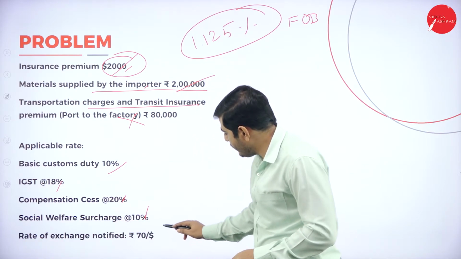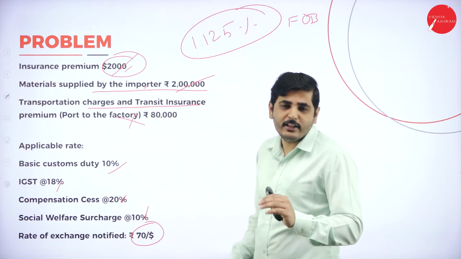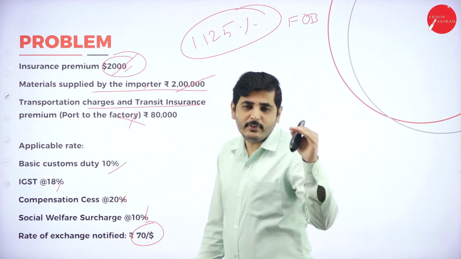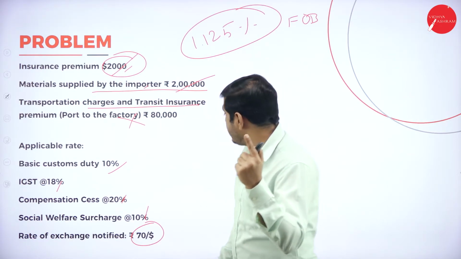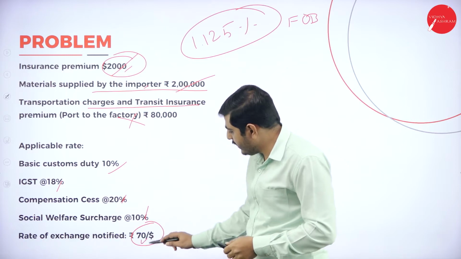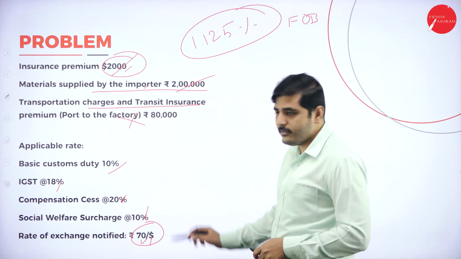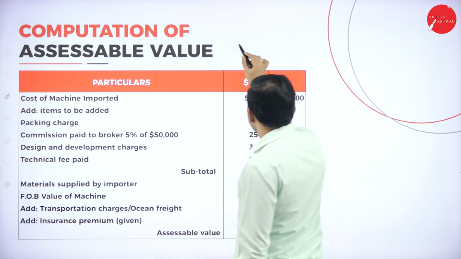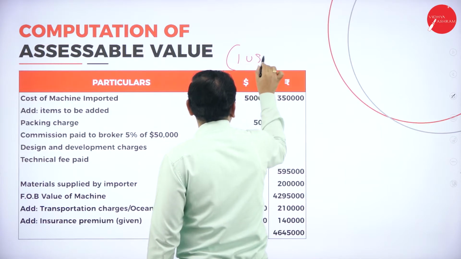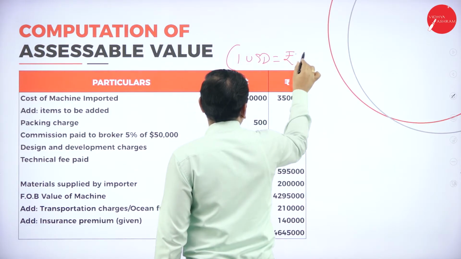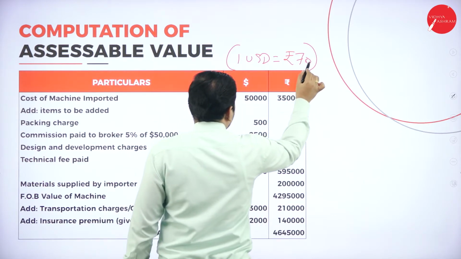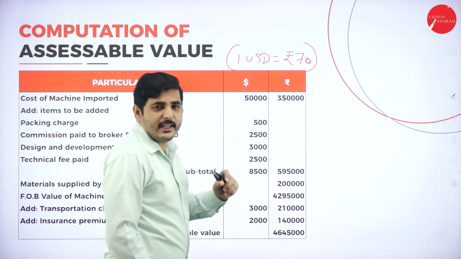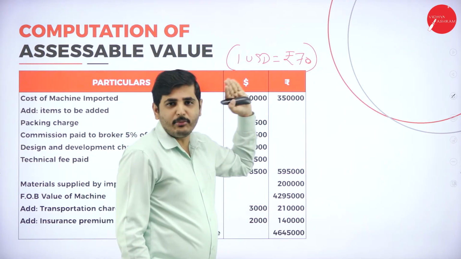The exchange rate notification is 70 rupees per dollar. Here in this question they have not given both the RBI exchange rate and the Board exchange rate. If they give two amounts, we should consider only the Board exchange rate, not the RBI exchange rate. Here they directly gave 70 rupees per dollar, so we can directly take 70 rupees. Now the cost of the machine is in dollars. So 1 USD equals 70 rupees. You have to mention this before doing the problem, on the left side: 1 USD equals 70 rupees. If it is euro, 1 euro equals some rupees, like that we have to mention.